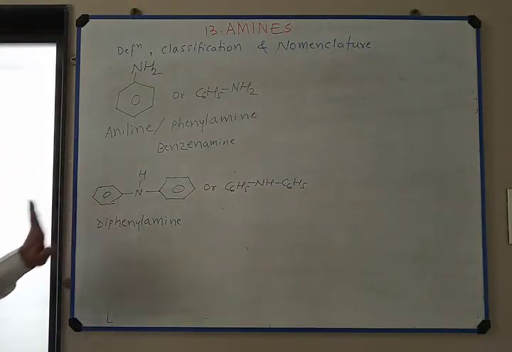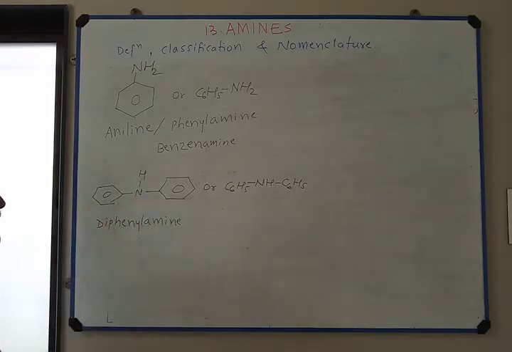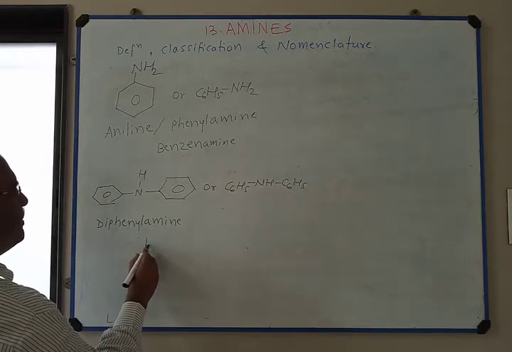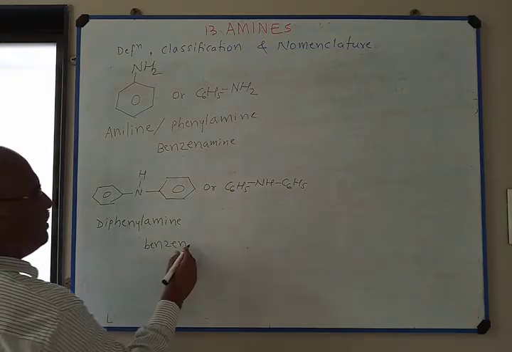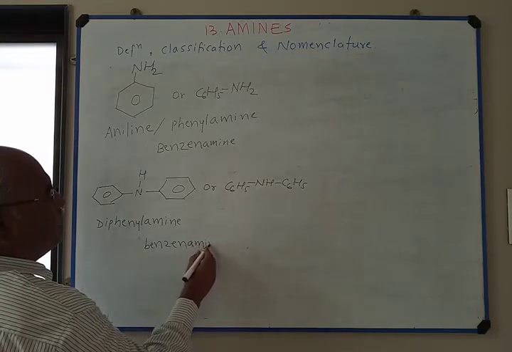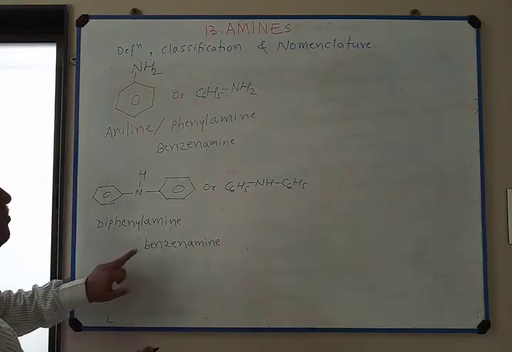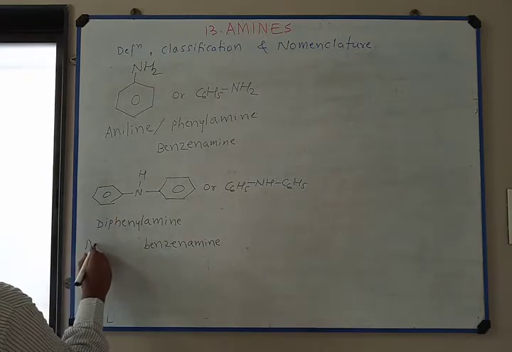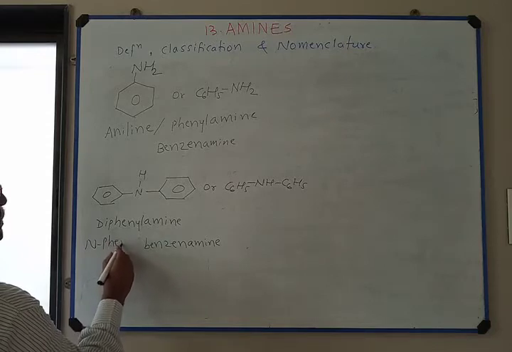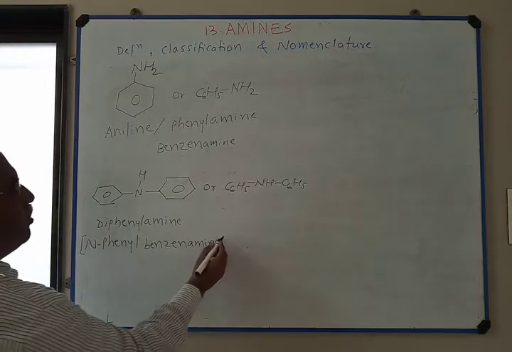How to write the IUPAC name? One compound is considered as alkane. So here it is a derivative of benzene. Therefore remove the last E and replace it by the word amine. Benzenamine is the base name of the compound. At nitrogen a phenyl group is present, therefore N-phenyl benzenamine is the IUPAC name of this compound.